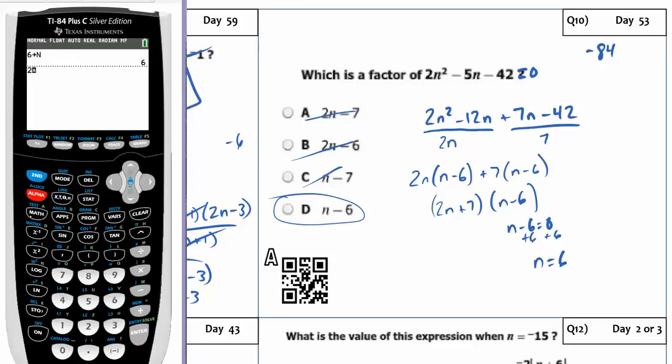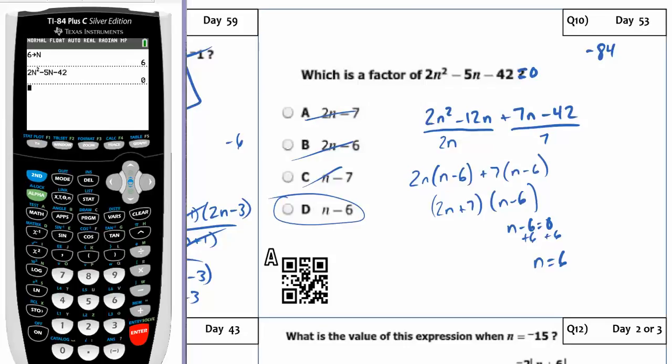So 2n squared minus 5n minus 42, I hit enter, and I get 0.